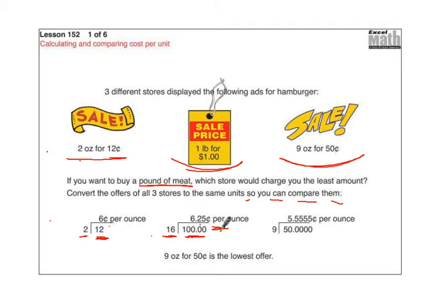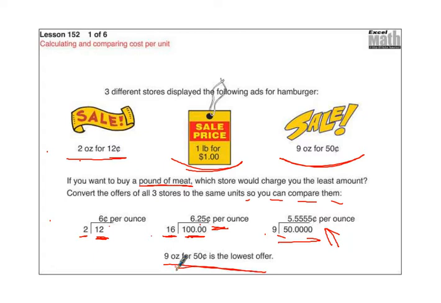Okay? And the last one, 50 divided by 9 is 5.5555, so on, so on, so on cents. So you can see that this one is the least expensive out of the 3 per ounce. All right? But the only problem is, in order to buy 16 ounces, this is the lowest one, but this problem doesn't make complete sense.